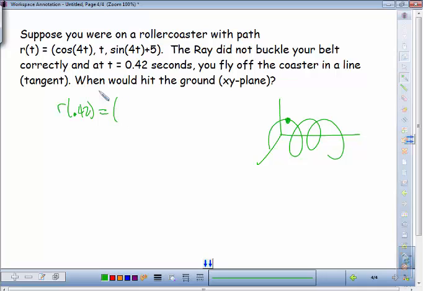Can you guys punch this in your calculators? What's the cosine of 4 times 0.42? And make sure you're in radians. Say it again. Negative 0.11, and then the z component is sine 4 times 0.42, and outside of that you add 5. 6.